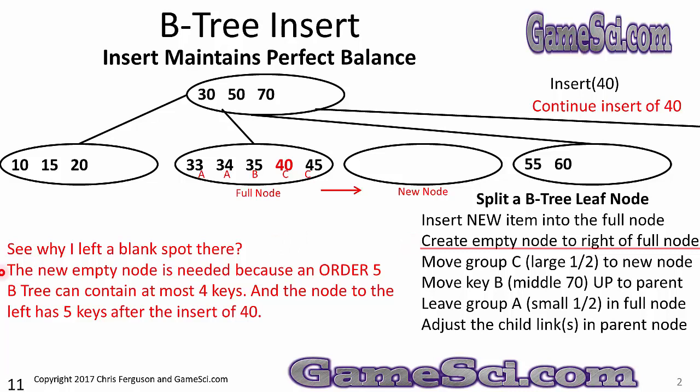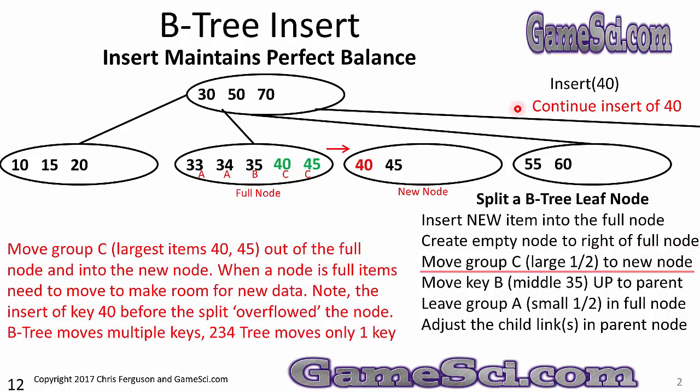The new empty node is needed because an order 5 B-tree can contain at most 4 keys, and the node to the left has 5 keys after the insert of 40. Cannot have a node with 5 keys in it. We have to split, move some stuff out, move some stuff up to make room for new items.